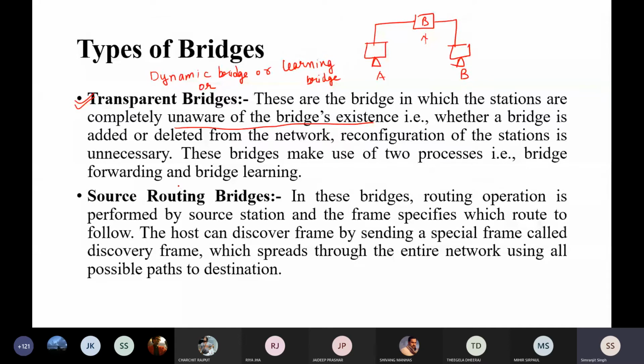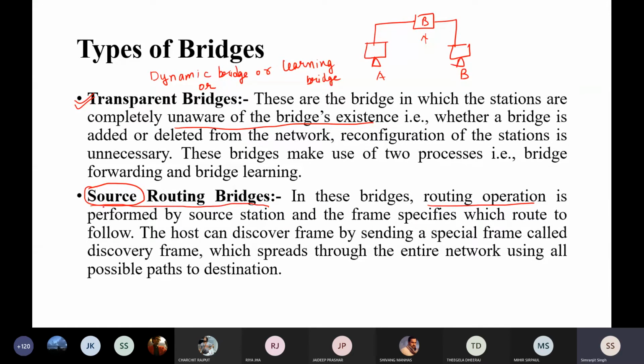Source routing bridges are a little bit different. The responsibility of detecting a new bridge is on the source that is sending the frame. In these bridges, the routing operation is defined by the source. So it's a bit different and a bit difficult, because the source has to do many things. It has to define which path it will take, and the frame specifies which route to follow.